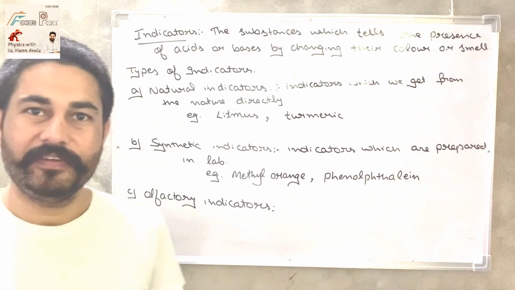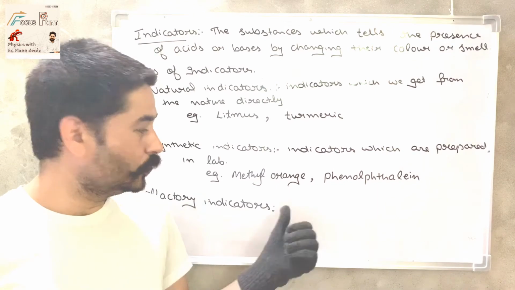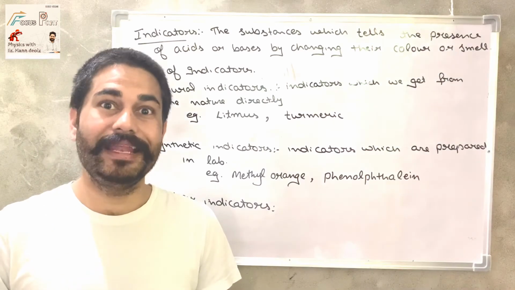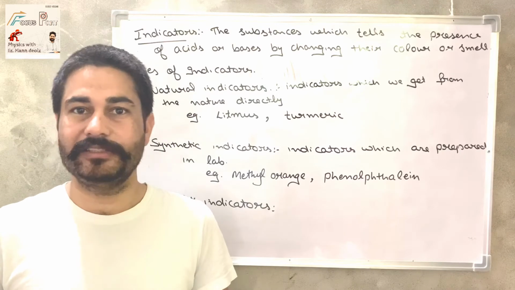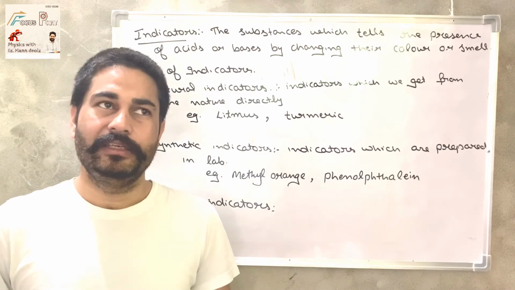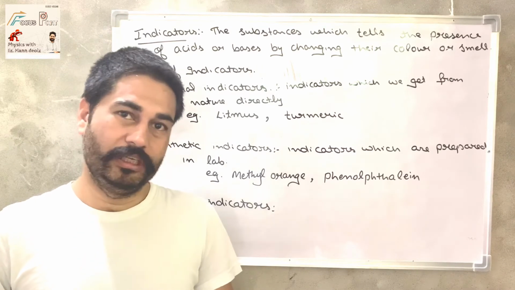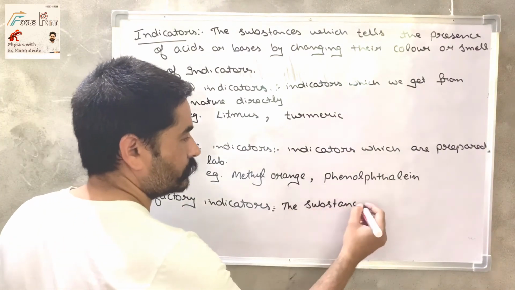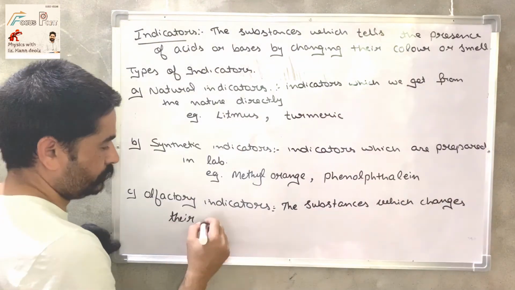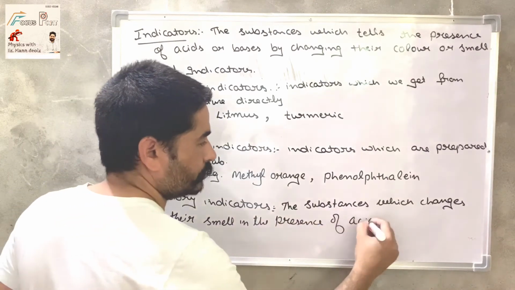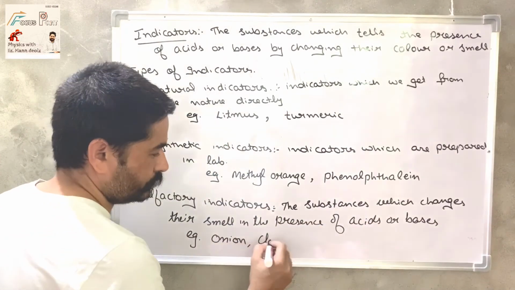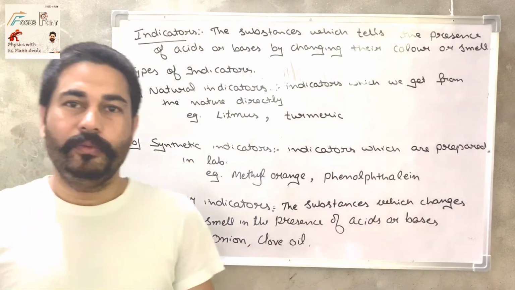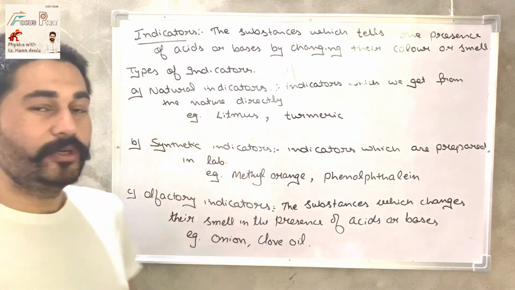Now next is olfactory indicators. Olfactory indicators are those indicators which change their smell in the presence of acids or bases. Examples are vanilla, onion, clove oil. Okay, so this is a little bit of introduction to the indicators.